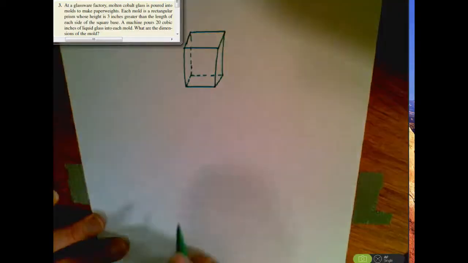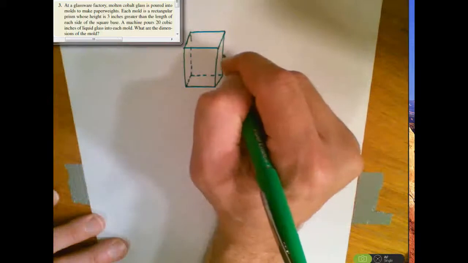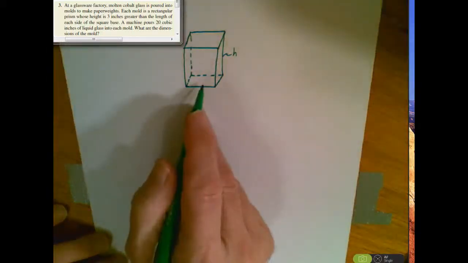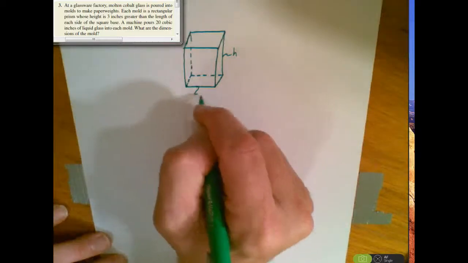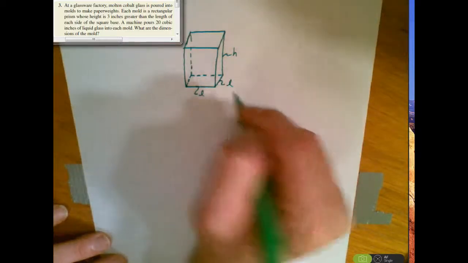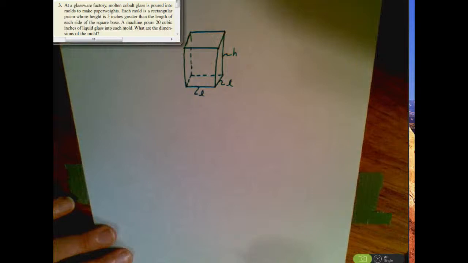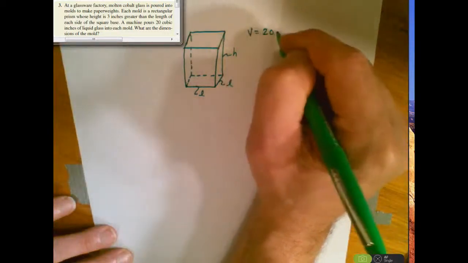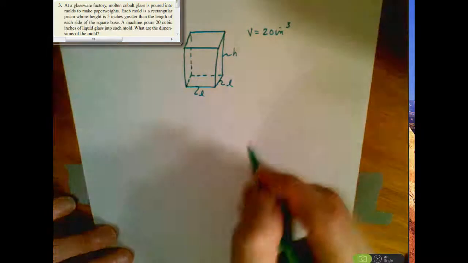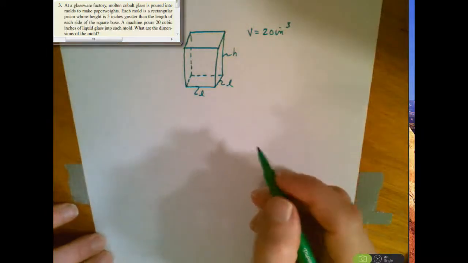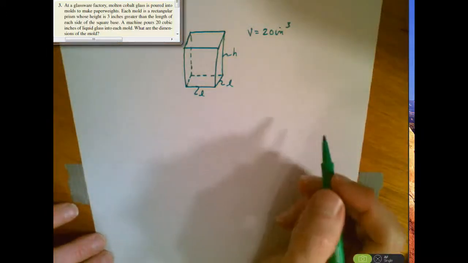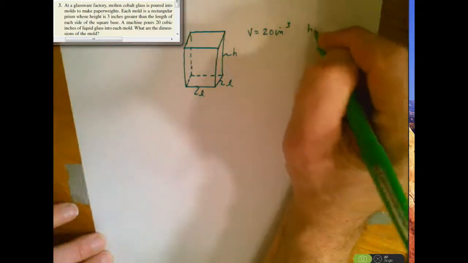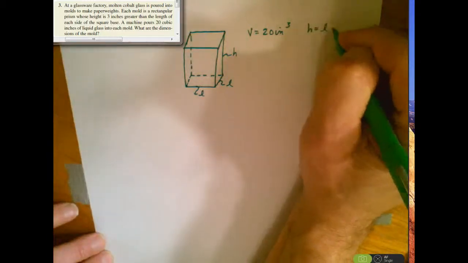There we have it. So this is the height of my prism, and the base is a square, and I'm going to label this side L and this side L. That's good enough. Now, I know that the volume of this prism is going to be 20 inches cubed. The problem says the height is 3 inches greater than the length, so I have to add 3 to the length. So height is equal to the length plus 3.